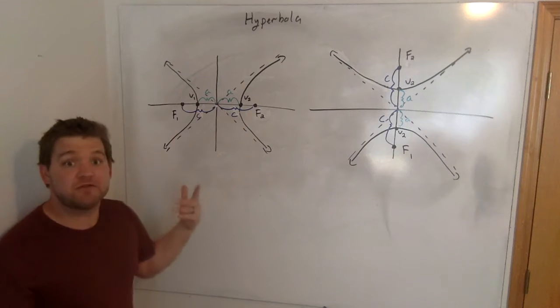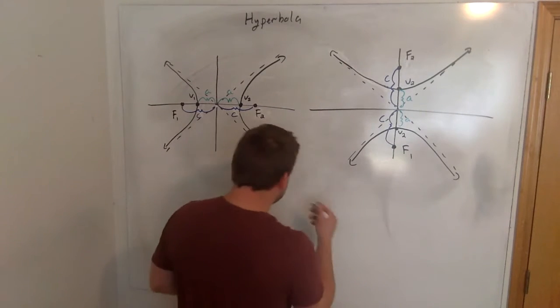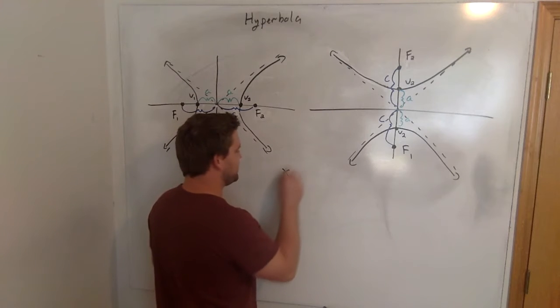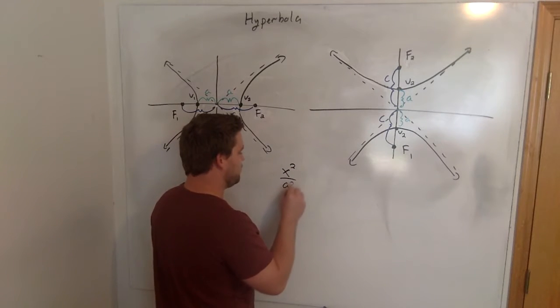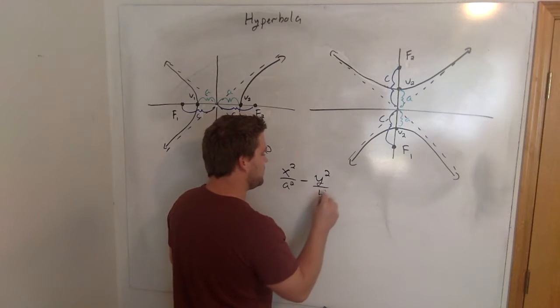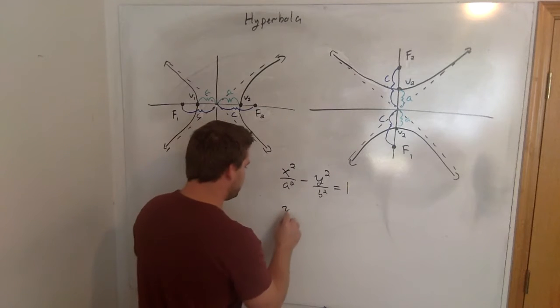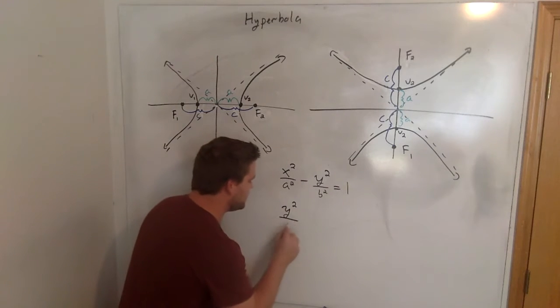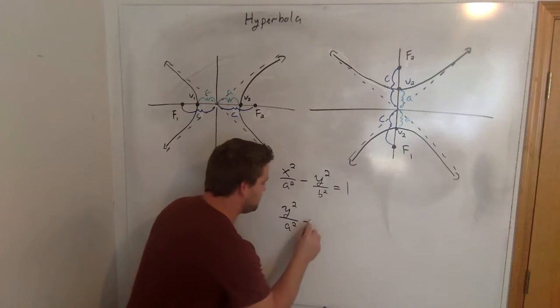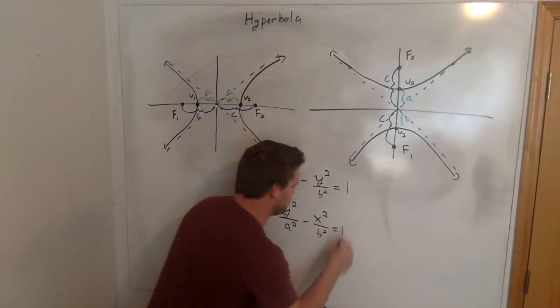Now, we also derived an equation for these, and there were two of them. There was one that was x squared over a squared minus y squared over b squared equals 1. Or we had y squared over a squared minus x squared over b squared equals 1.